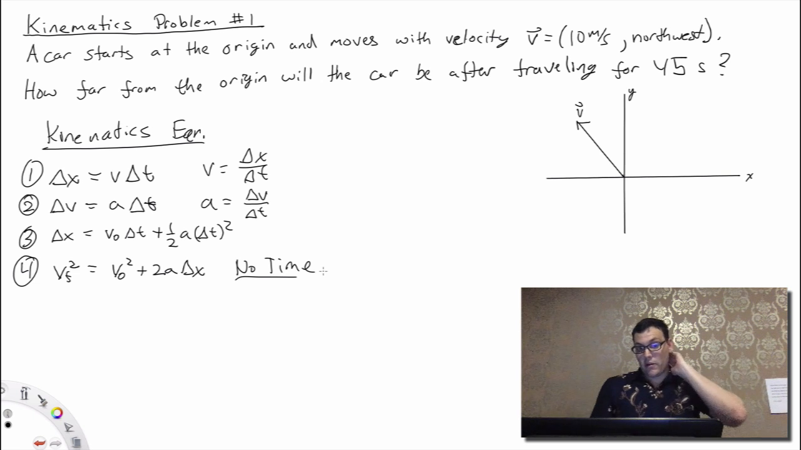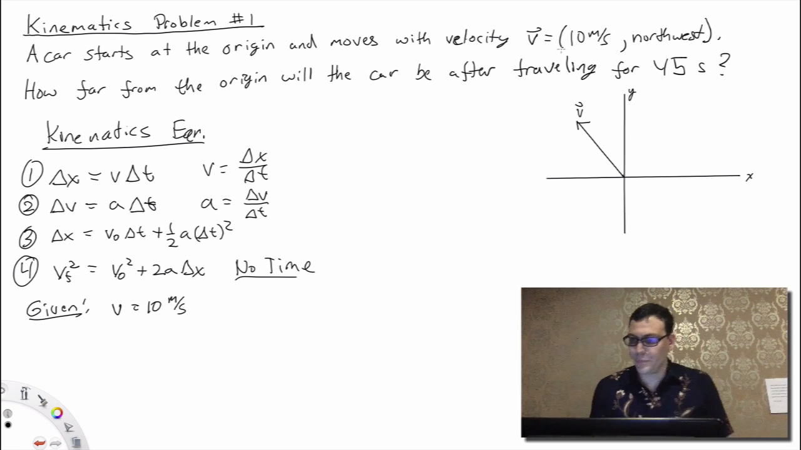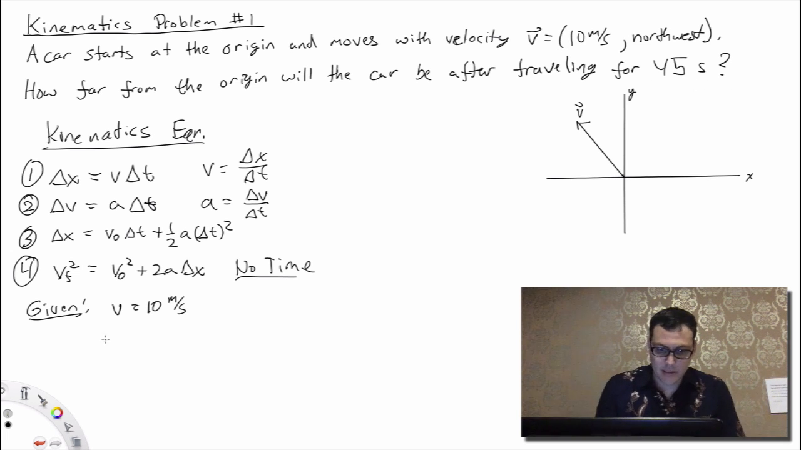All right, so now that we've written down all four kinematics equations, let's figure out which equation works for this problem. In this problem, it gives us the velocity. So let's write what we're given here. We are given v is equal to 10 meters per second. And we're given the direction too, so we're given the vector. It's in the northwest direction. And then we're told that it travels for 45 seconds. So we're given a delta t, change in time, 45 seconds.